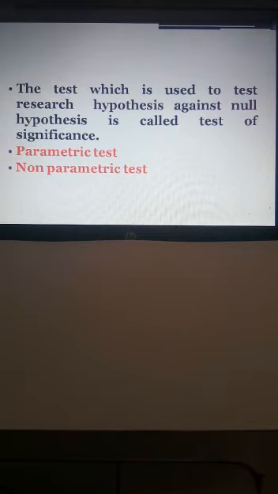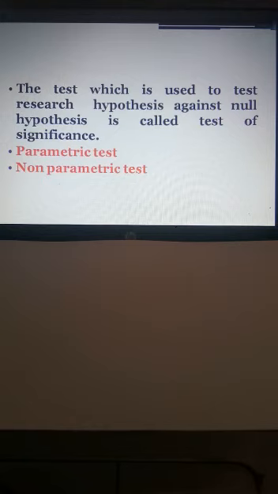As you remember, we are making two kinds of hypothesis or assumption. One is the research hypothesis and the other is the null hypothesis, and we are performing continued testing to prove this hypothesis. So those tests we are using to prove the hypothesis are known as the tests of significance, and these are of two types. One is the parametric test and the other is the non-parametric test. Now we will see what is the difference between the parametric test and the non-parametric test.